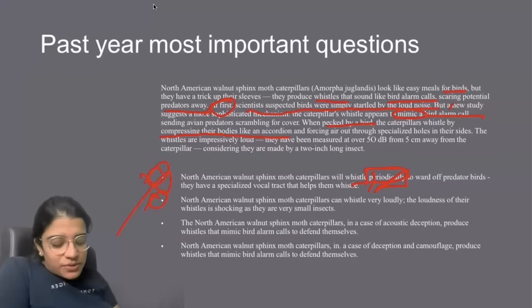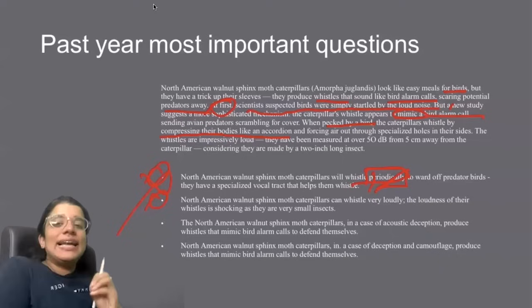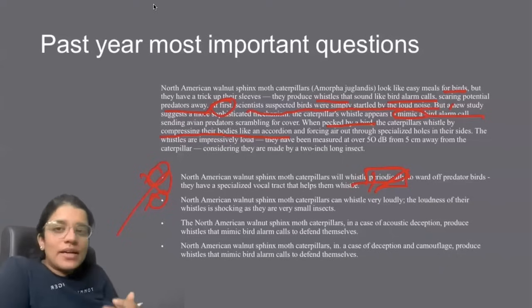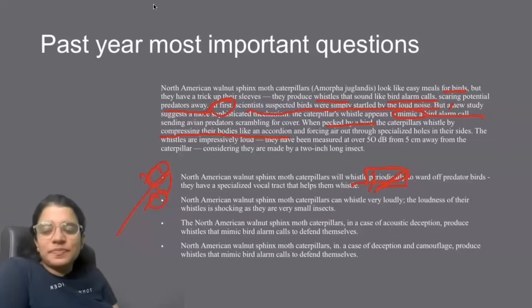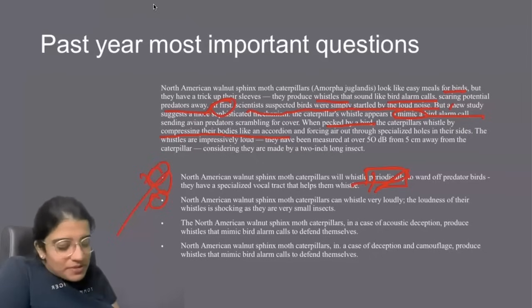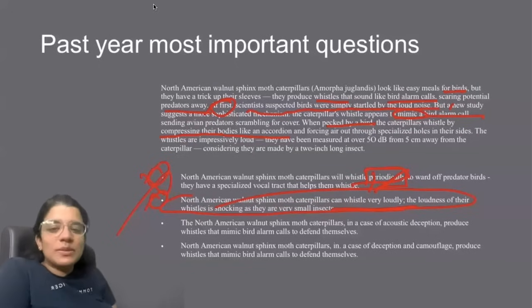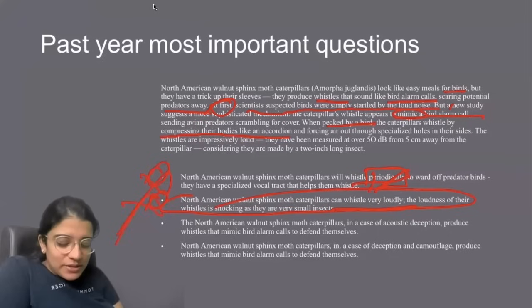Second option: North American walnut caterpillars can whistle very loudly. The loudness of their whistles is shocking as they are very small insects. Now, though this is absolutely true according to the passage, it is missing the key element of the passage. What is the main idea? Why are these whistles being produced? To save themselves from the predators, right? So that point is missed out here. It obviously says that they whistle very loudly, but why do they whistle? That's not at all being talked about in the B option. That's why it goes out as well.